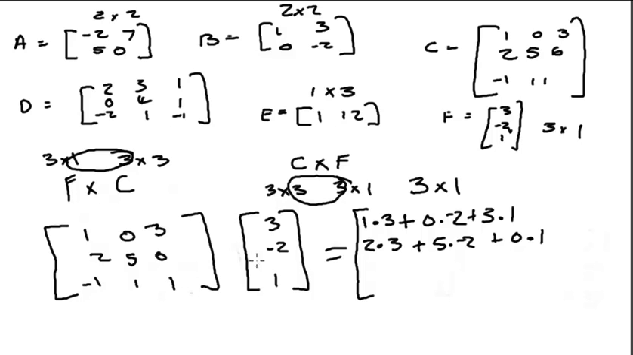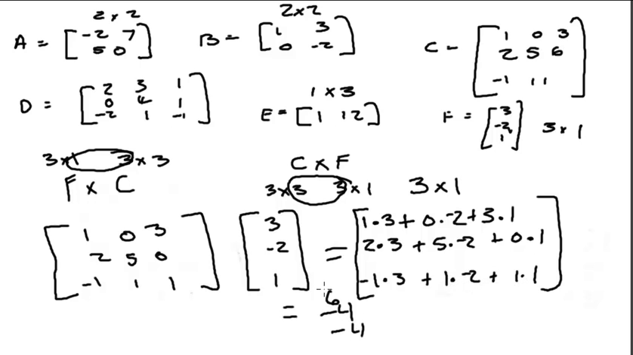Now I'll take the last row times this column. I get negative 1 times 3 plus 1 times negative 2 plus 1 times 1. And I get 1 times 3 is 3 plus 0 plus 3 is 6. That's 6 plus negative 10 is negative 4. Did I do that right? Let's see, this row, yeah. And then the last one, negative 3 plus negative 2 is negative 5, plus 1 is negative 4. And so here's my answer, 6, negative 4, negative 4.